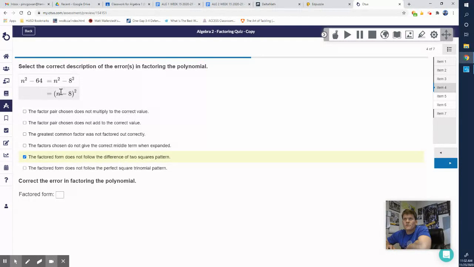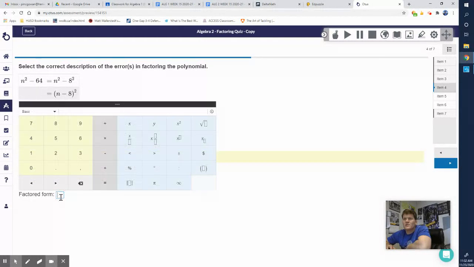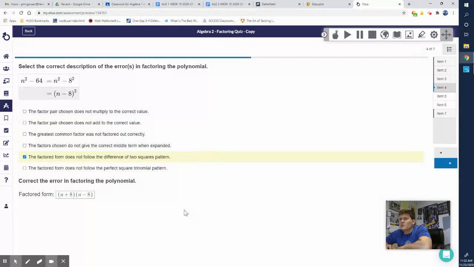So we have n minus 8 squared. That's no good. That gives us the wrong middle term. So we want to actually have n plus 8 and then n minus 8. That together will cancel it out.